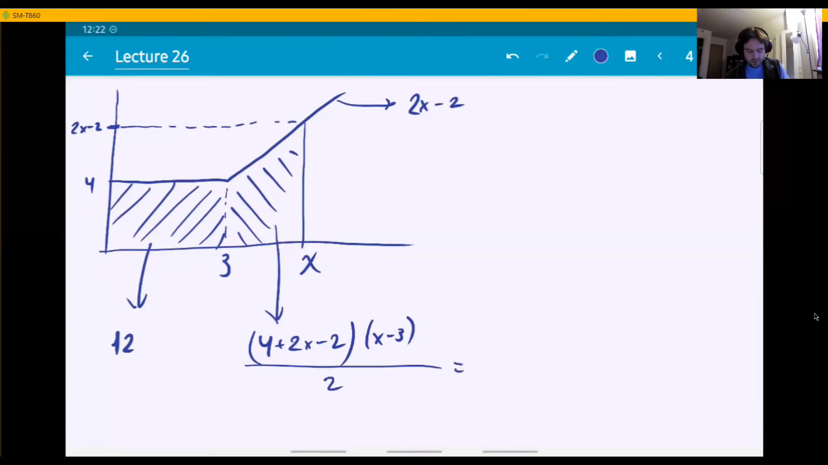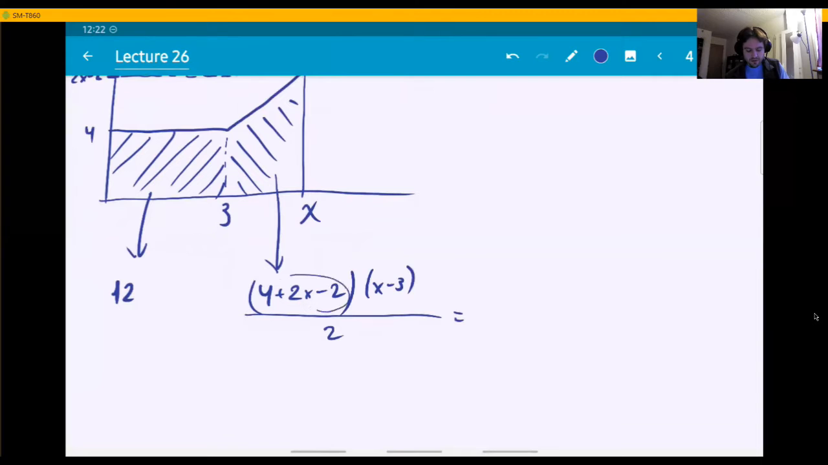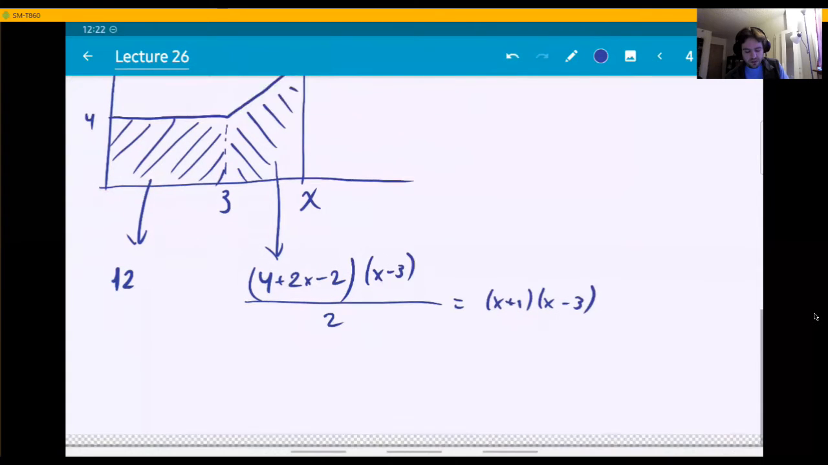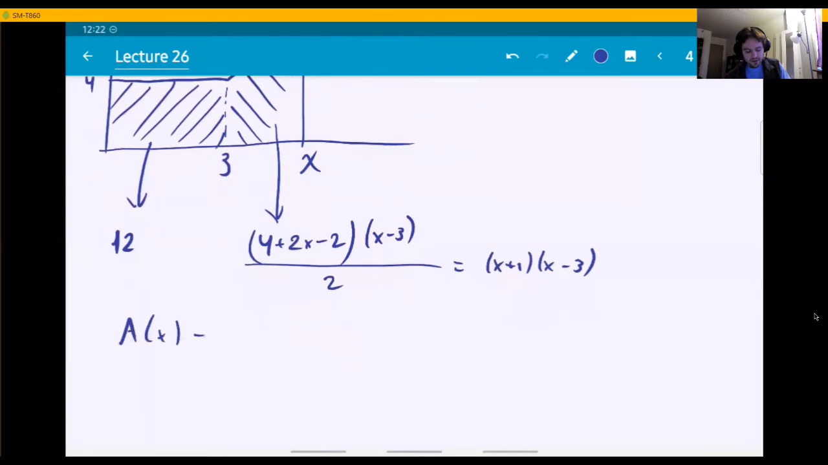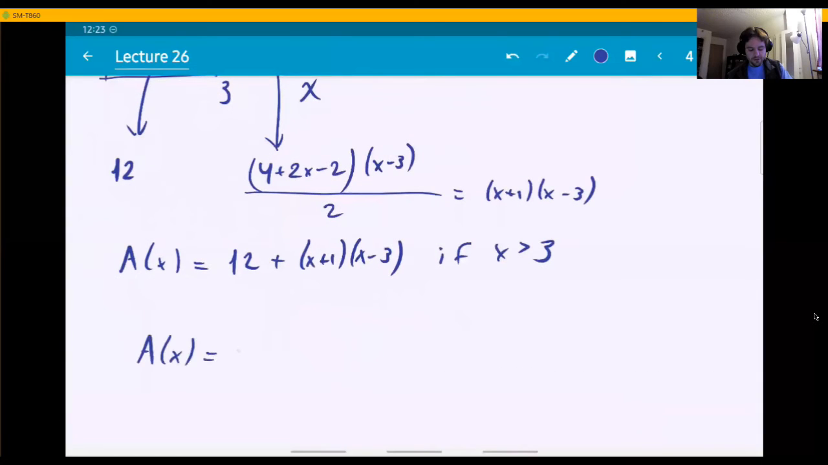So what does that become? You can simplify here. This is going to be 2x plus 2 divided by 2 will give you just x plus 1. So the A of x in this case is, remember there was already this area of the rectangle, and now there's also this piece of the trapezoid. So this is true if x is more than 3. We have our answer then for the area function. Before it was just 4x. And now after x equals 3, it becomes this particular expression.